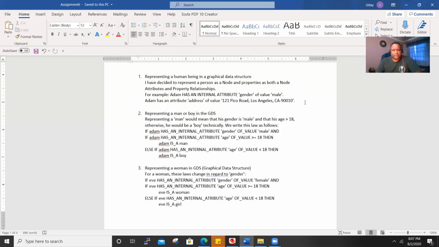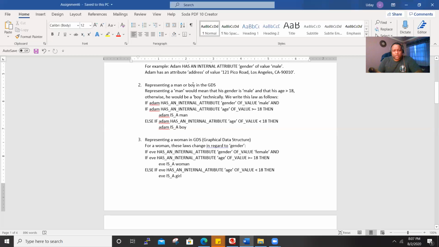Right from the start. Now, let's say we wanted to represent a man or boy. So representing a man would mean his gender is male and that his age is greater than 18. Otherwise, he would be a boy technically. So how would we write this law in the database, in the data structure?